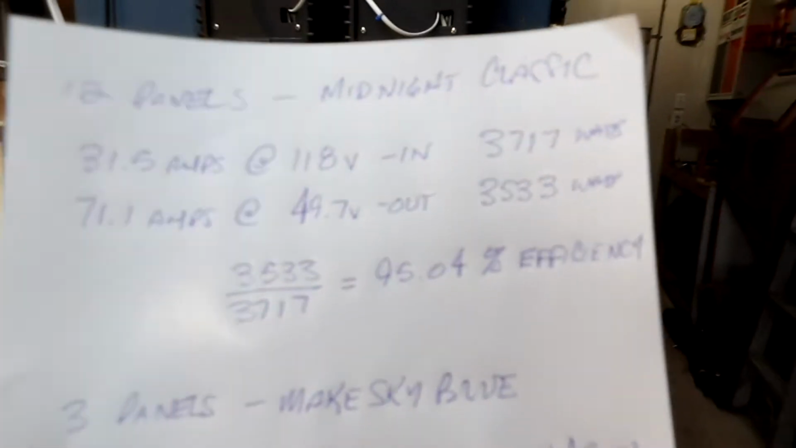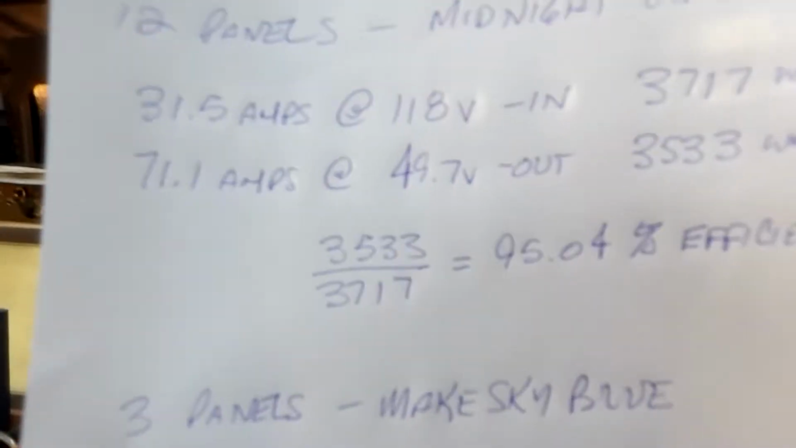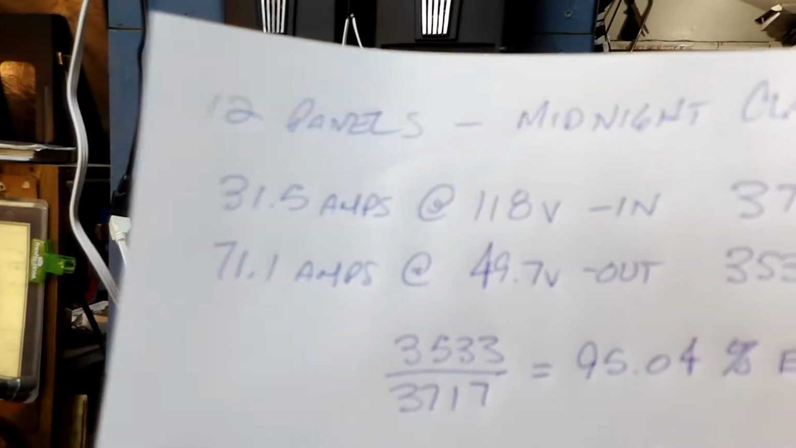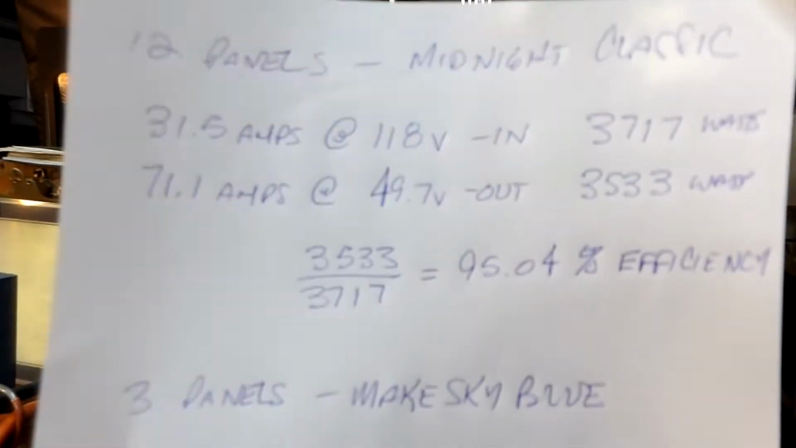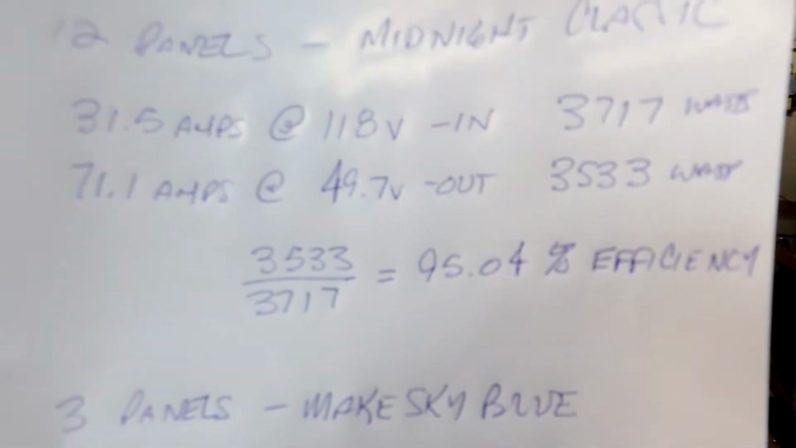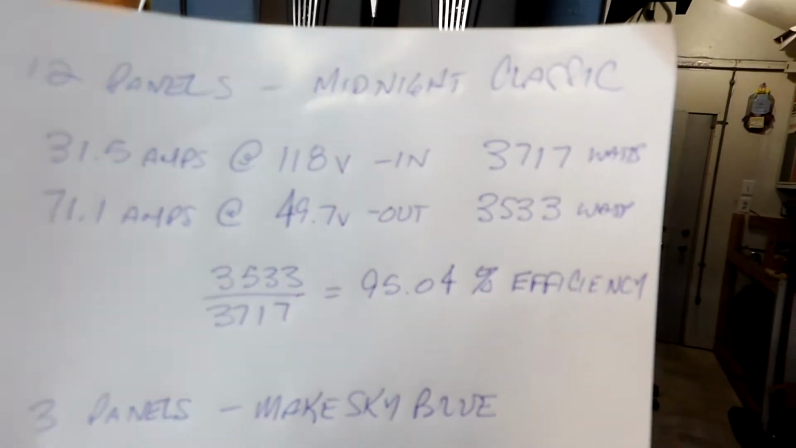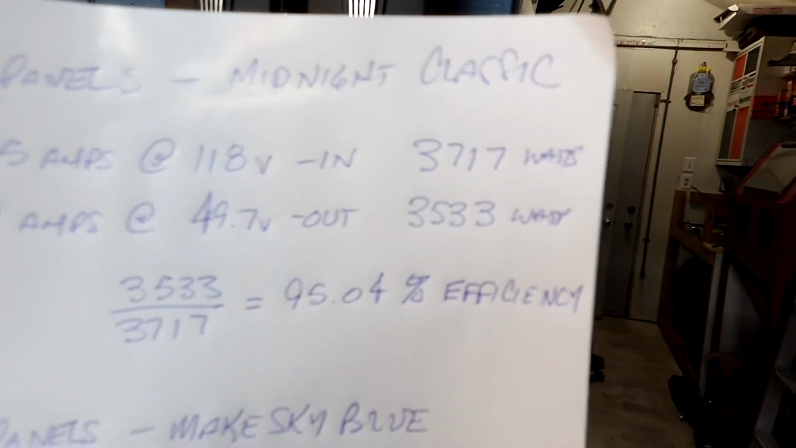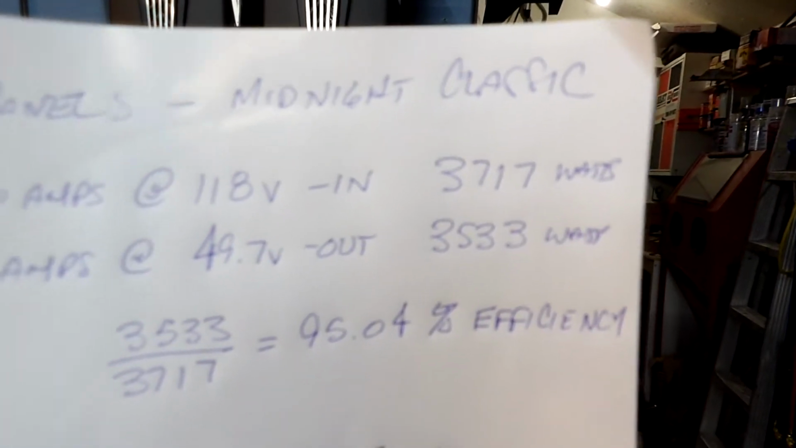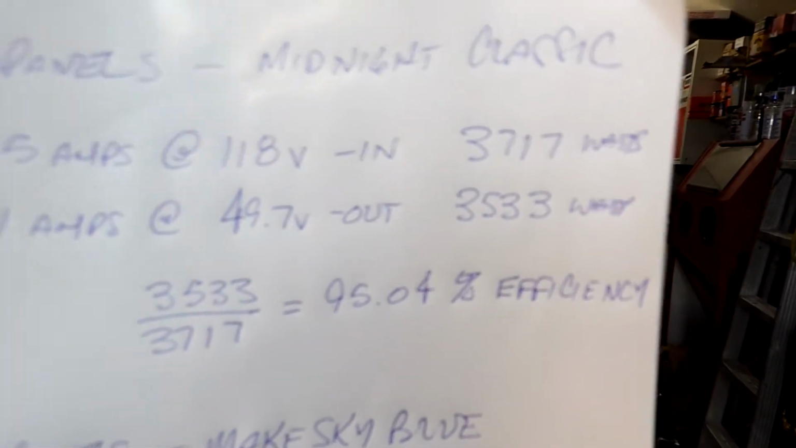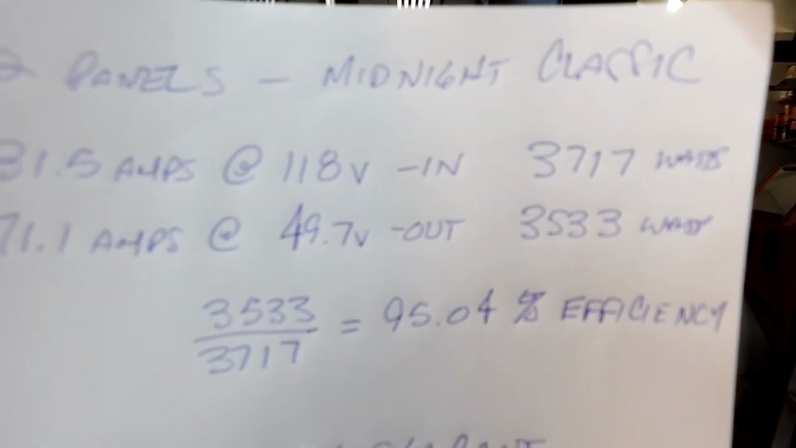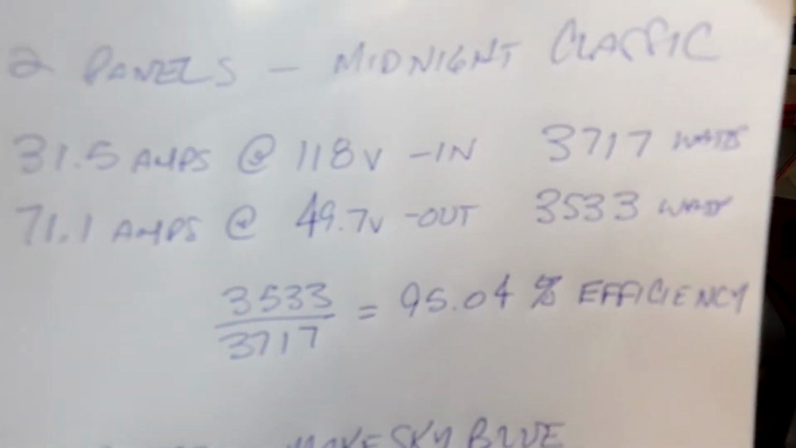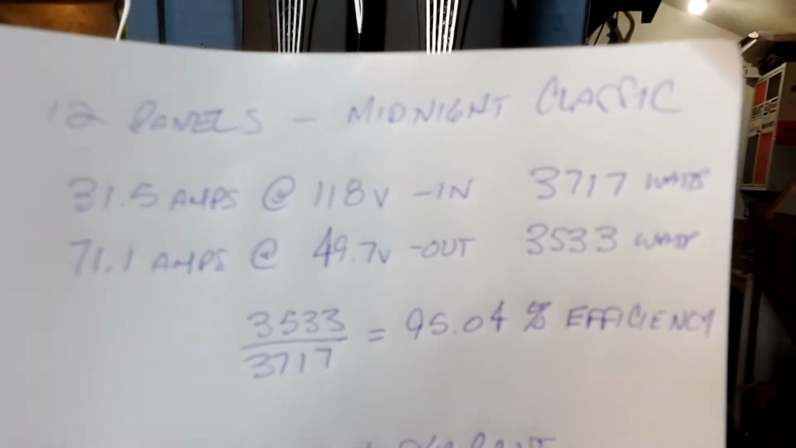And the results were 31.5 amps coming in at 118 volts and 71.5 amps going into the batteries, coming out of the charge controller. And at that time, my batteries were sitting at 49.7 volts. So we had 3,700 watts going into the charge controller and 3,533 coming out, for an incredible efficiency of 95%. That is just outstanding.